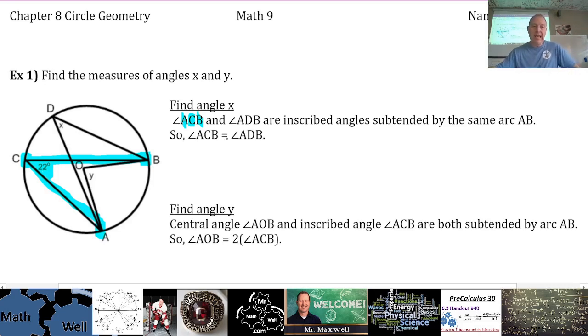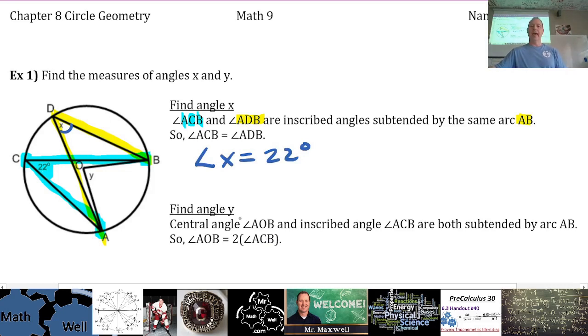Angle ACB and ADB are inscribed angles, okay? And they encompass the same arc, or subtend the same arc AB. So angle ACB is equal to angle ADB. Okay, so you guys get that? These angles have to be the same. X has to be 22 because they both follow all the conditions for inscribed angles and central angles. So what is X? Well, angle X is 22 degrees. Very good. Now, what about angle Y?